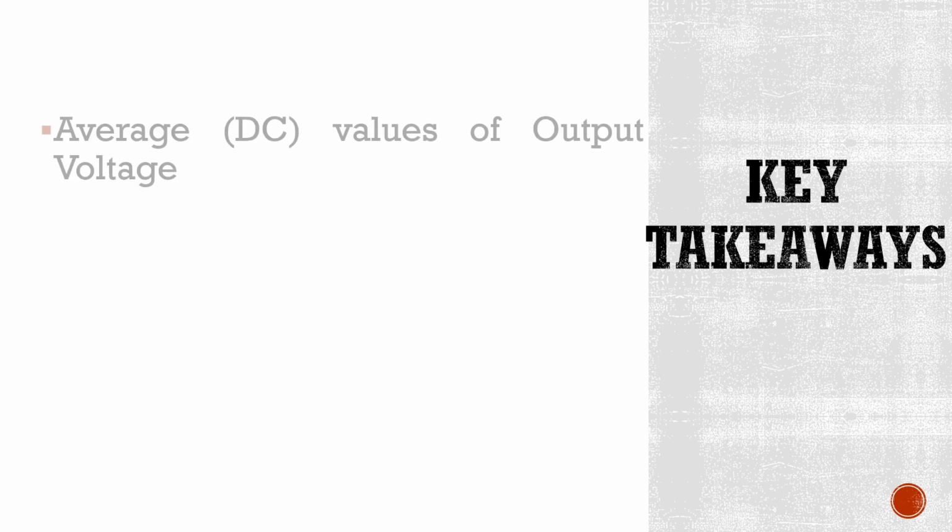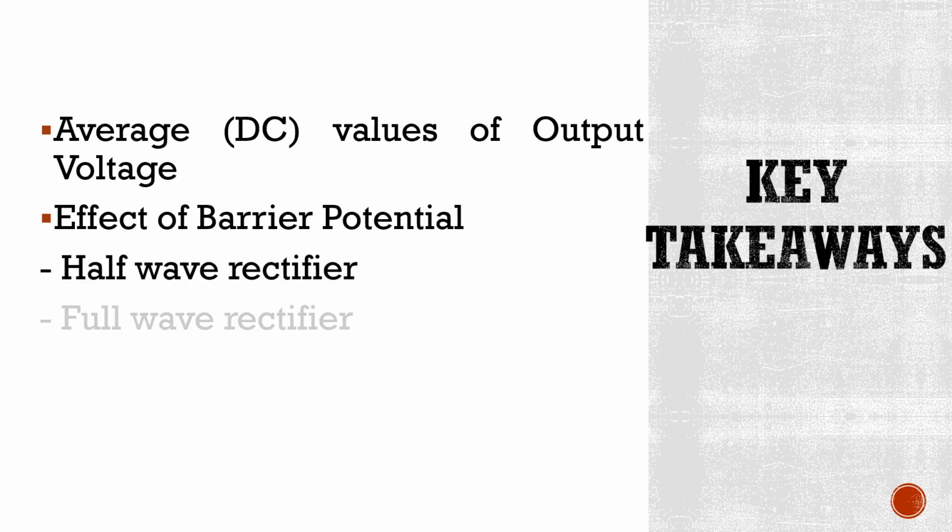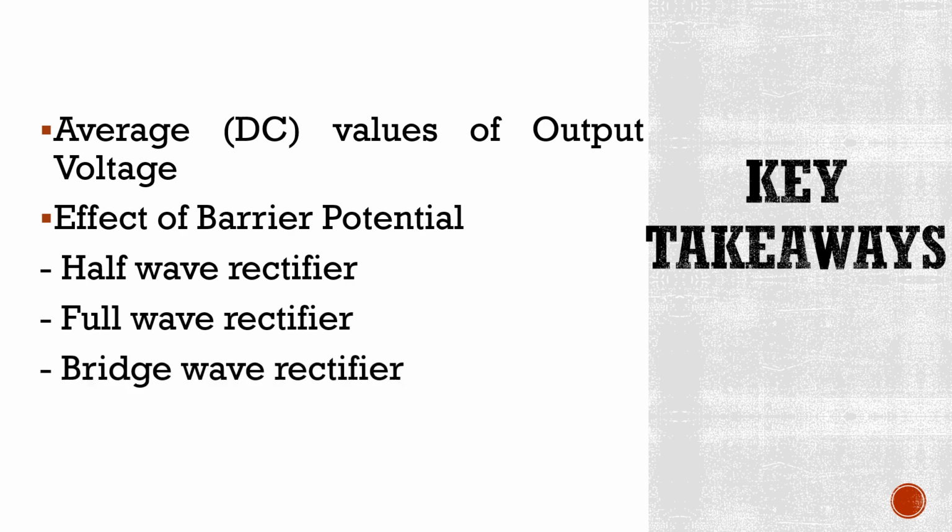That's all for today. Now, what are the key takeaways of this lecture? In this lecture, you studied about average output or DC output values in a full wave and a half wave rectifier. In this lecture, you also understood the effect of barrier potential on a transformer coupled half wave rectifier, on a transformer coupled full wave rectifier, and on a transformer coupled bridge wave rectifier.